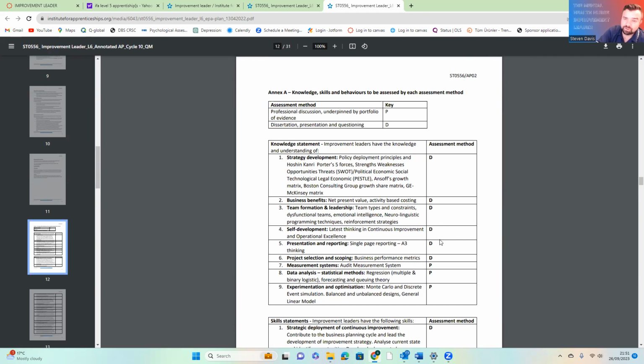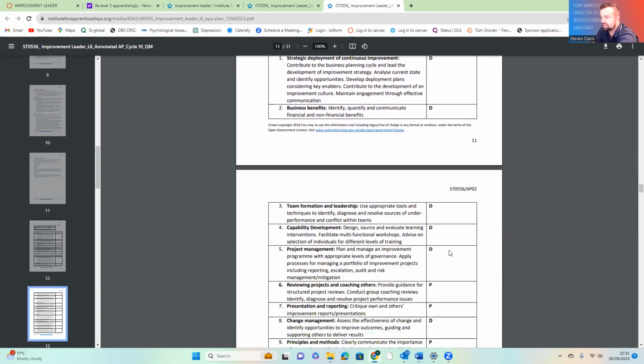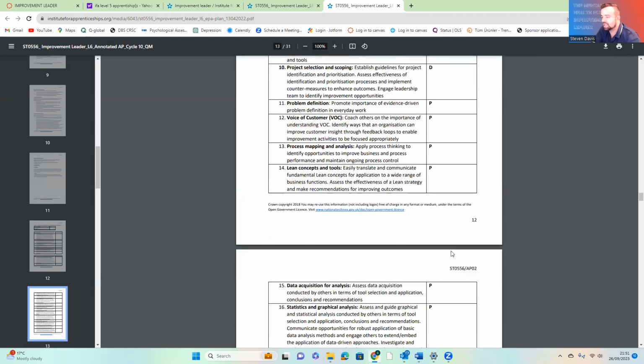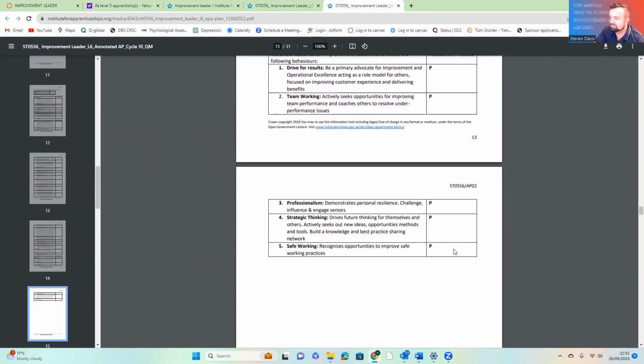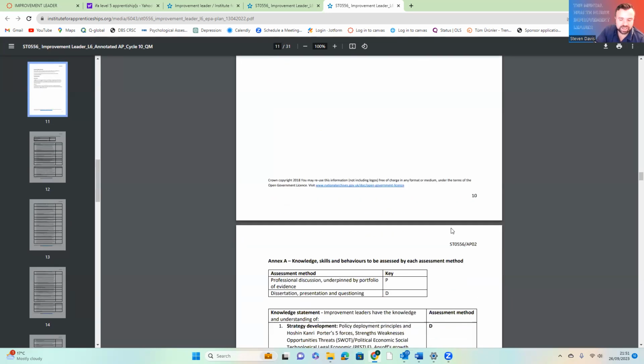So you've got to do 4,500 words based on those with a D. If we look at this, it's 1, 2, 3, 4, 5, 6, 7, 8, 9, 10, 11, 12, 13, 14, 15. So we've got 15 criteria to cover.